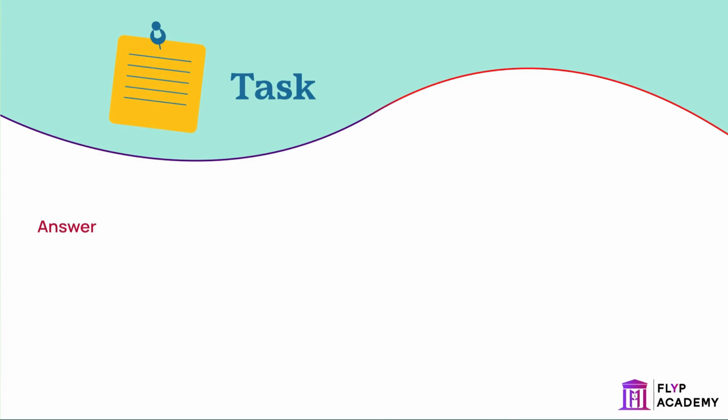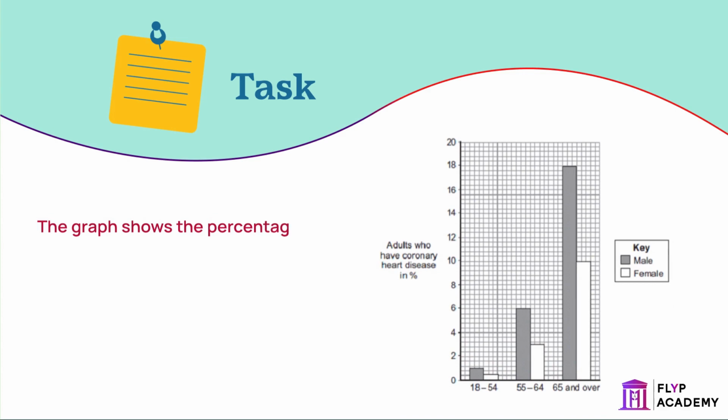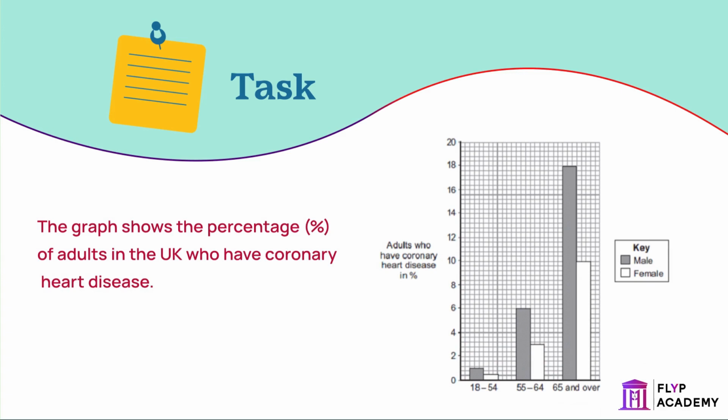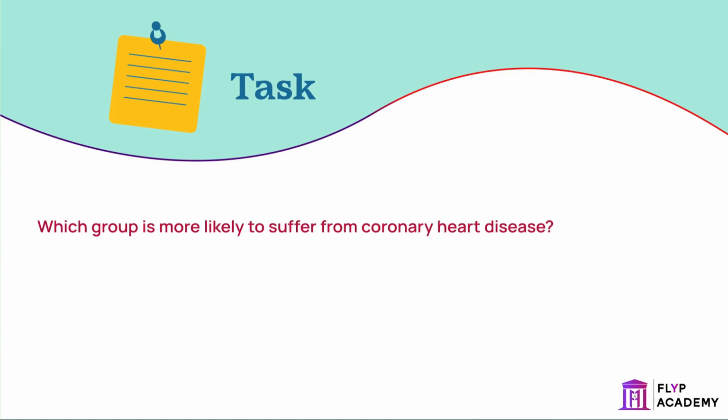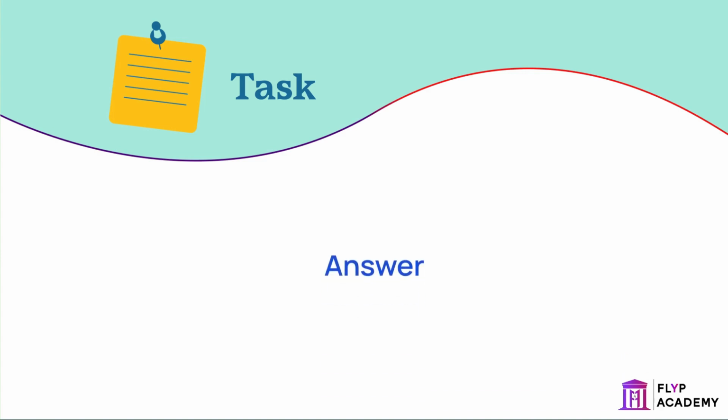Task. Answer this AQA exam question. The graph below shows the percentage of adults in the UK who have coronary heart disease. Which group is more likely to suffer from coronary heart disease? The group more likely to suffer from coronary heart disease is male and over 65. This is shown by the highest percentage of people with coronary heart disease in that group.